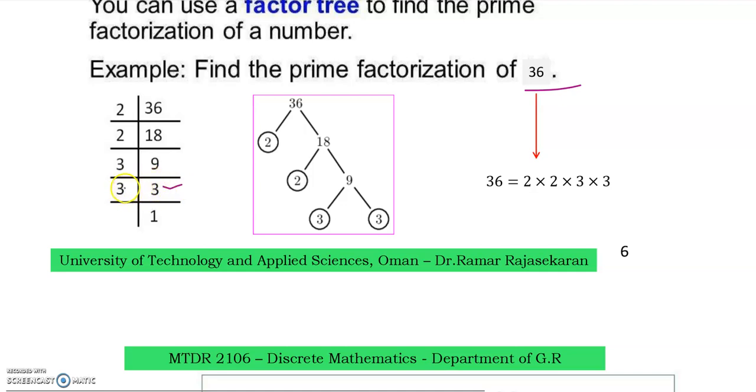Next, I can try the prime number 3 to check whether it divides 3. Yes, so I write here 3, and 1 times 3 is 3. That's it. When you get 1, you stop the process. Now, what is the prime factorization of the number 36? You write 2 multiplied by 2 multiplied by 3 multiplied by 3. That is the prime factorization.